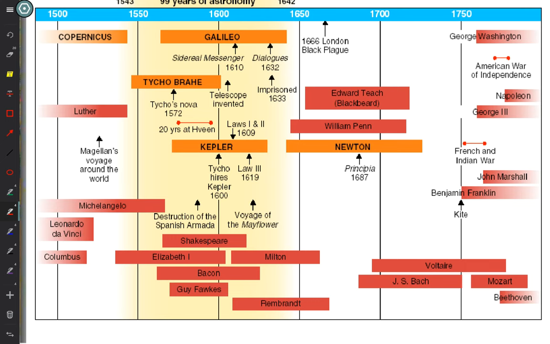And you see here, Shakespeare was a contemporary of Galileo. Guy Fawkes, however you pronounce it, was about that same time. He's been made very famous, V for Vendetta.